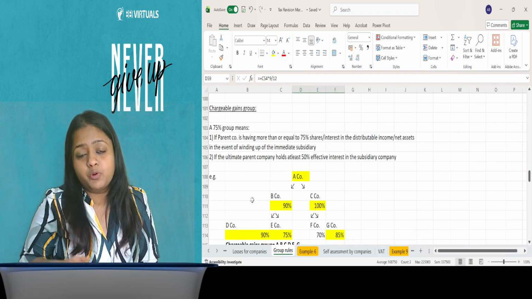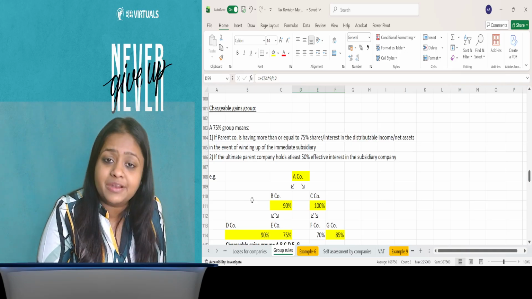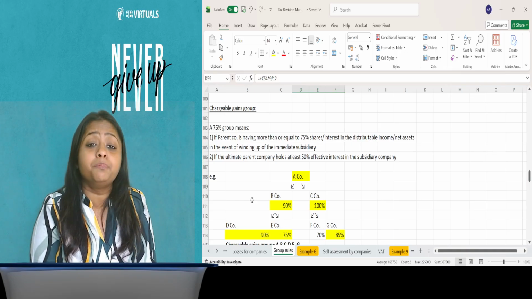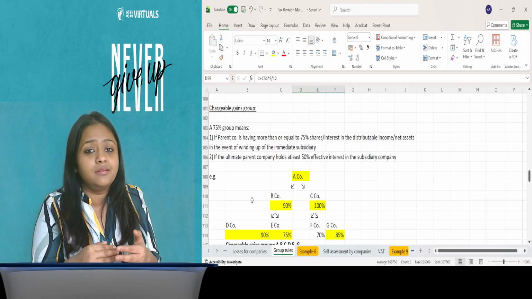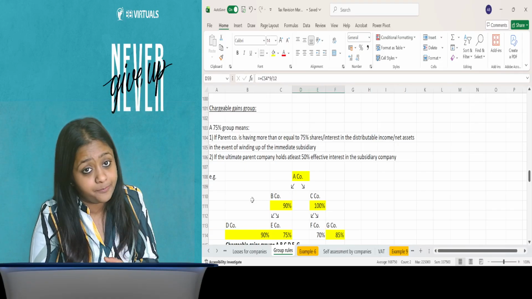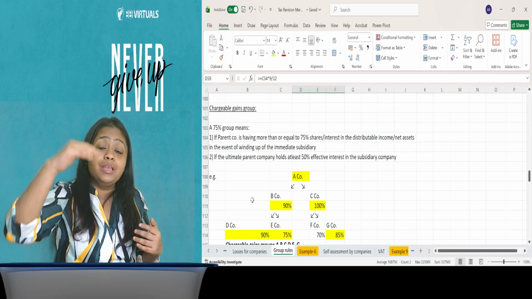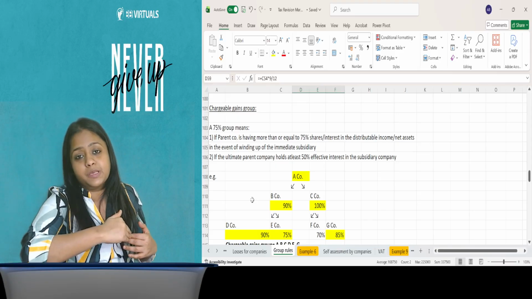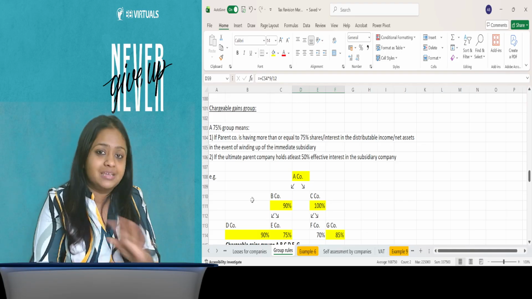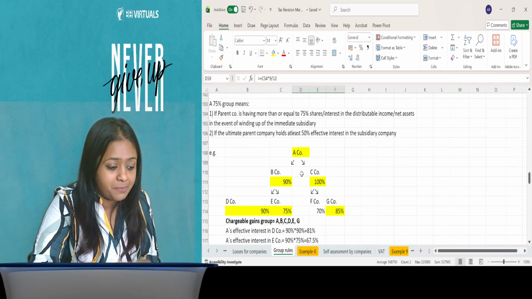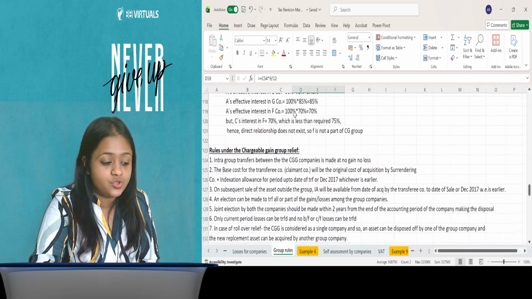Now I come to the next portion, which is understanding about the chargeable gains group. This is also known as the 75% chargeable gains group, but the beauty here is that we only need the direct relationship between the parent and subsidiary to be 75%. But the indirect relationship, that effective interest between the ultimate parent company and the subsidiary, needs to be only minimum 50%. Yes, that doesn't need to be 75%. Remember it. Correct? So accordingly, the 75% chargeable gains group is created.